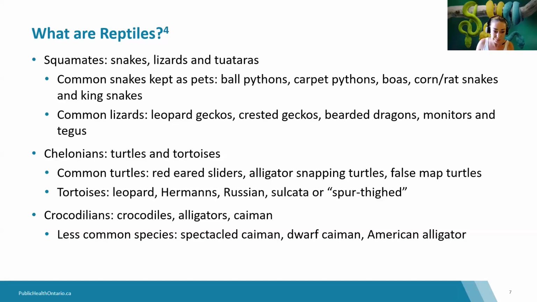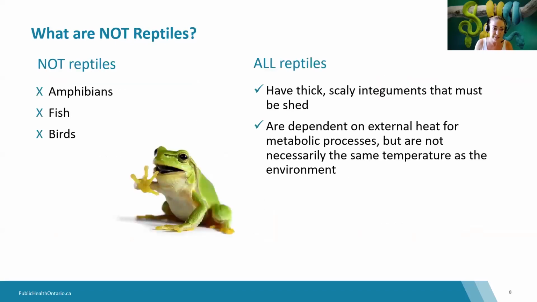And then crocodilians are not illegal in Ontario. There's only legislation at the municipality level. So there are quite a few here, less common than others because of the space and the dietary requirements. Spectacled caimans are probably the most common species that you'll see. Dwarf caimans are popular as far as they go because they stay under 4 feet total body length. And then American alligators are actually very common in the pet trade and do reach very large adult sizes but are fairly docile. Next slide, please.